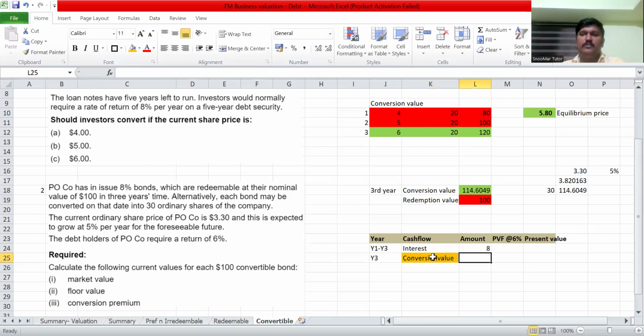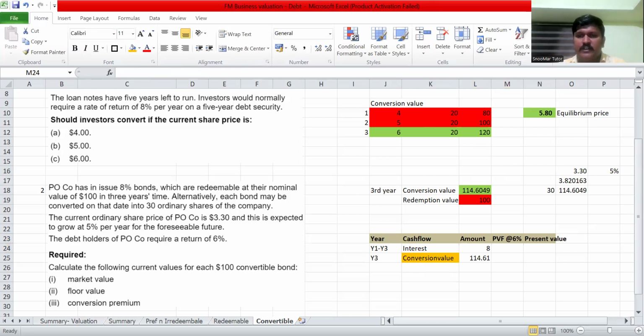So the conversion value is coming as above, 114.61, or 60 we can consider. The conversion value as calculated above needs to be discounted at 6%. Now what is the discount factor for this?